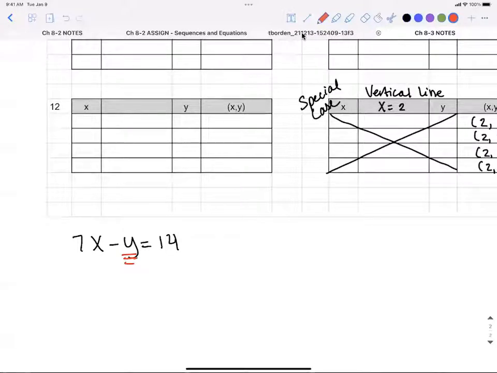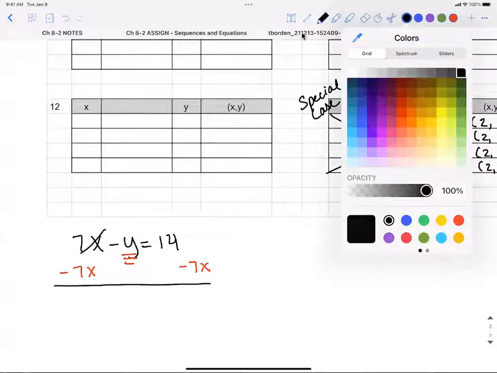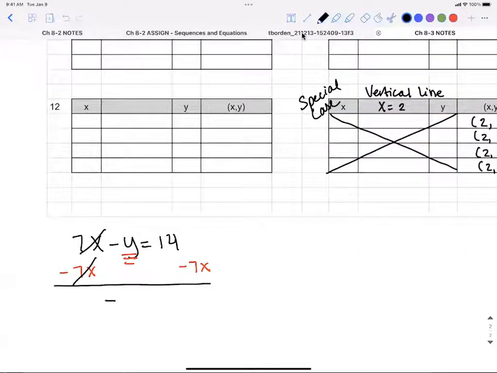So if I need to do that, I subtract 7x from both sides, and this goes back to basic solving for variables, something we've been doing since chapter 2. We're going to solve for y here. 7x and minus 7x zero out, leaving us -y equals, and then I'm going to write -7x plus 14. I can't combine them. They're not like terms. I'm just going to leave them both on the right-hand side of the equation.